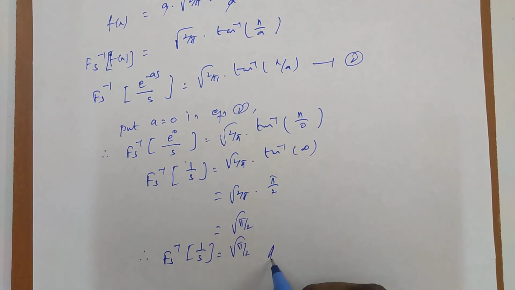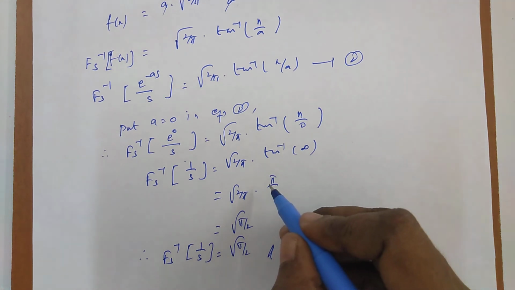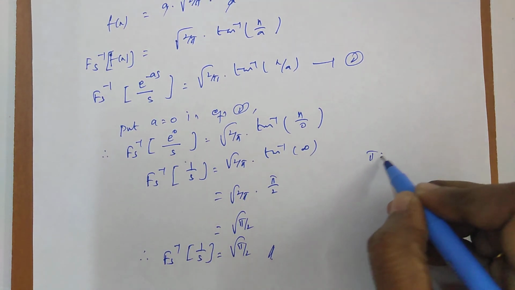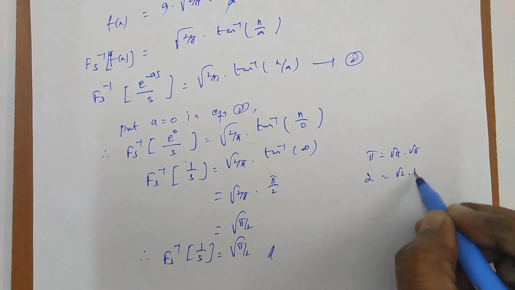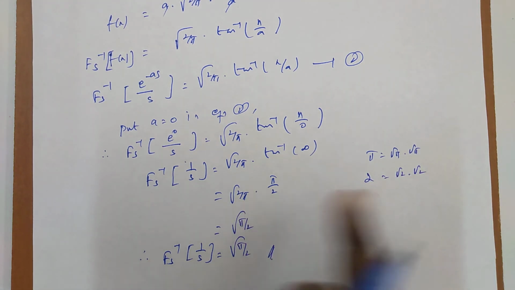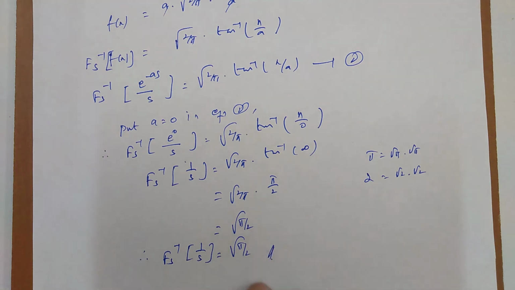So this is the answer for the second part. Here how have we cancelled this? Pi can be written as root pi into root pi, and 2 can be written as root 2 into root 2. So root pi and root 2 will be cancelled off. The remaining is root of pi by 2. So this is our required answer for the second part.